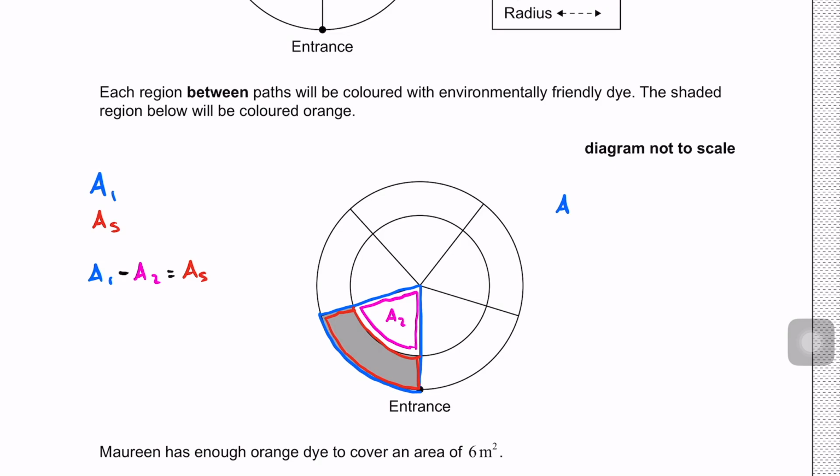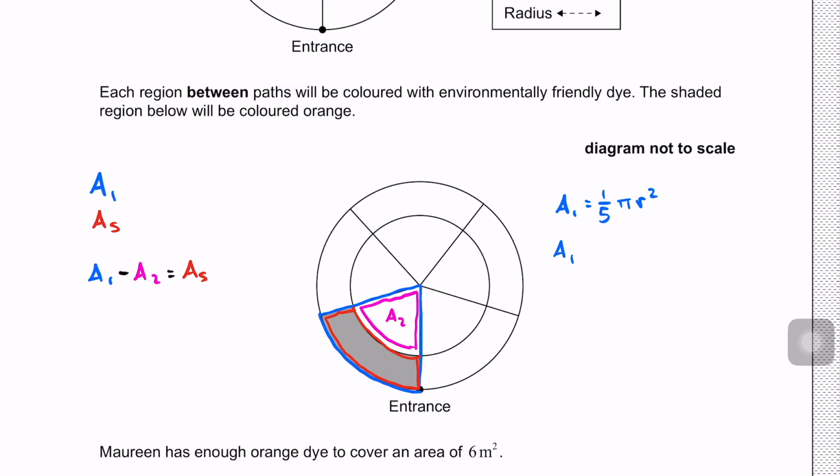A1 is going to be, in this case we actually have a sector, a portion of a circle. The area of a whole circle is equal to pi r squared, but we don't have a whole circle here. We just have a fifth of a circle. So we can use that. That will be fine. So we have 1/5 of a circle, and that will give us area 1.